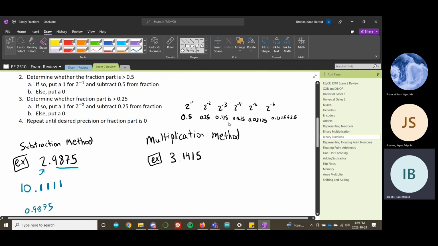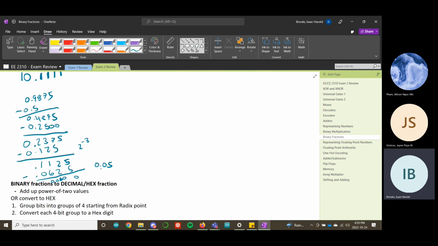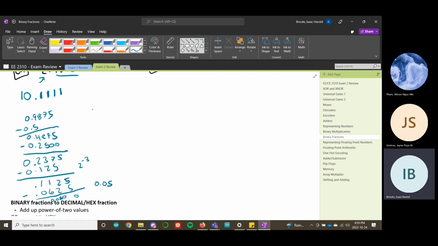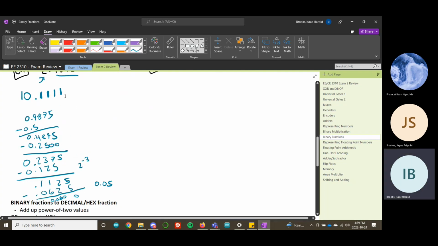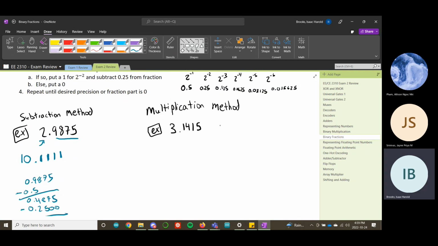This is the subtraction method, and the disadvantage of this method is you have to know these powers of 2, which is not that difficult to figure out, but you have to know what to subtract each time to know whether it fits into this number. So for this example, we just went to 4 bits, but you could keep going for however long you need to. The multiplication method might be a little bit easier.